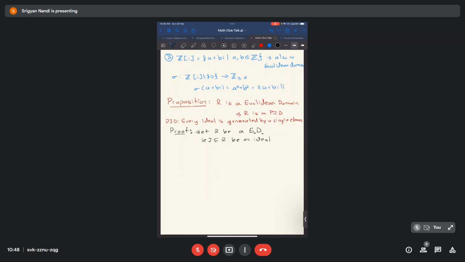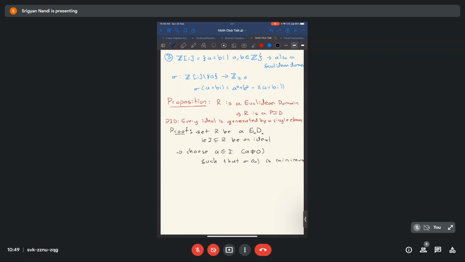Okay. So we have these two standing assumptions. So choose some non-zero A in I. Of course, if we cannot have any non-zero A in I, then I is the zero ideal, which is generated by a single element, so we don't have to worry about that case. Choose some non-zero A in I such that sigma A is minimum.